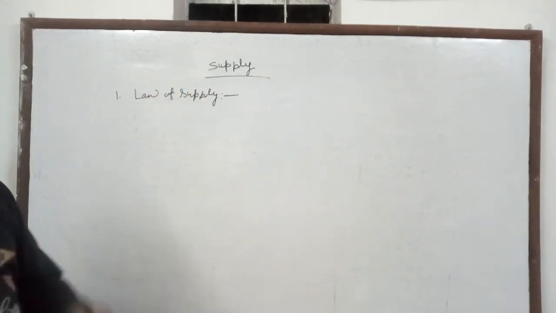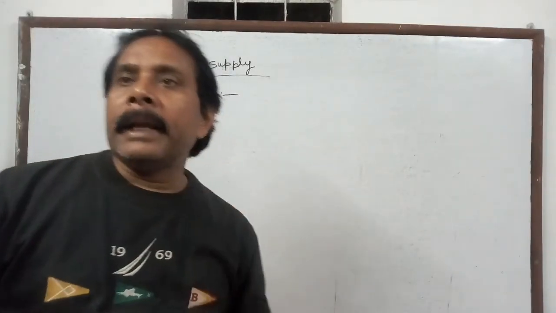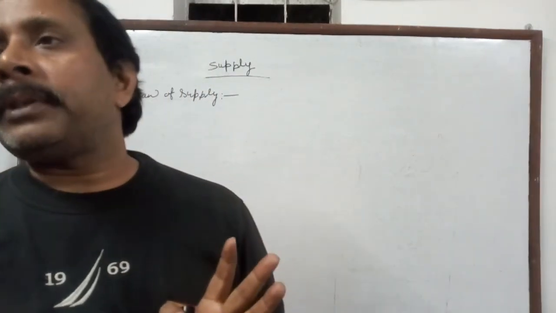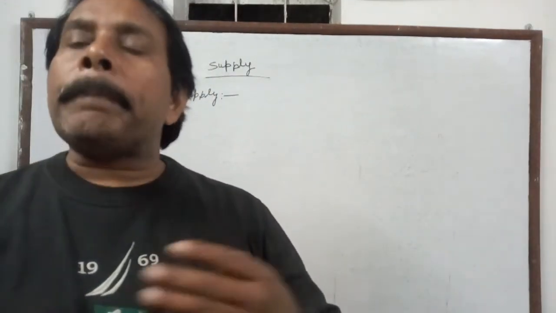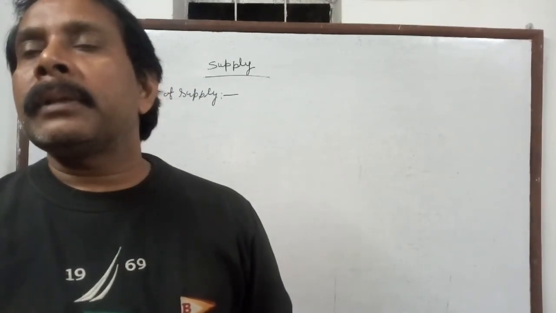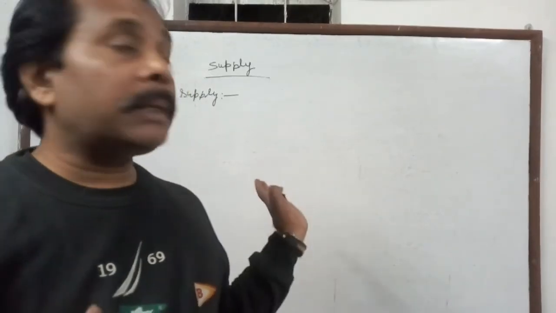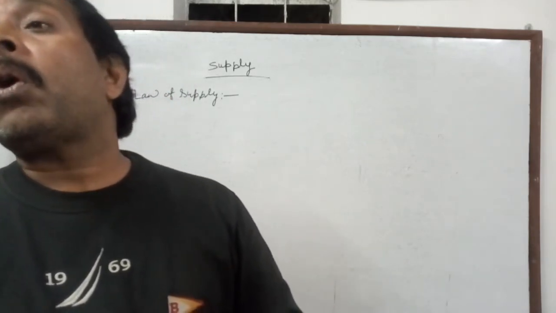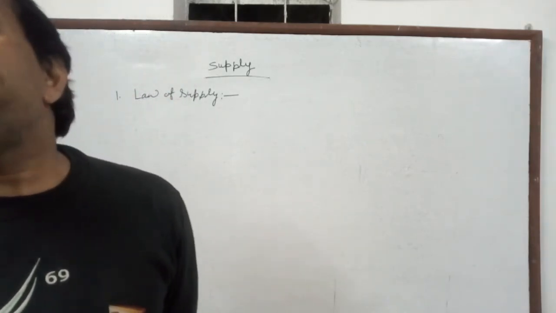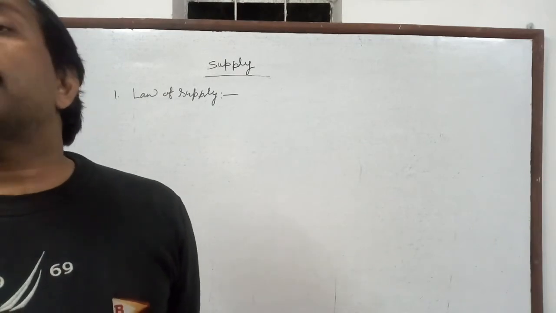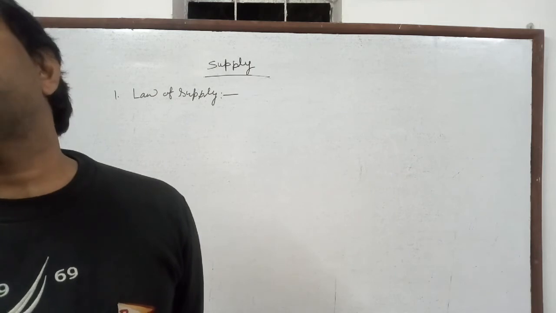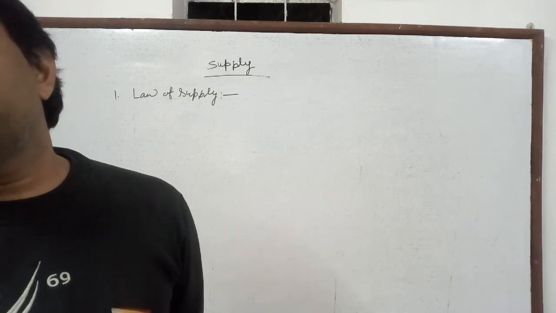Law of supply. The law of supply states that, keeping other factors constant, as the price increases, the quantity supplied will also increase, and this is known as the law of supply. Why does it happen? It happens due to the direct relationship between price and quantity supplied. Is it clear?